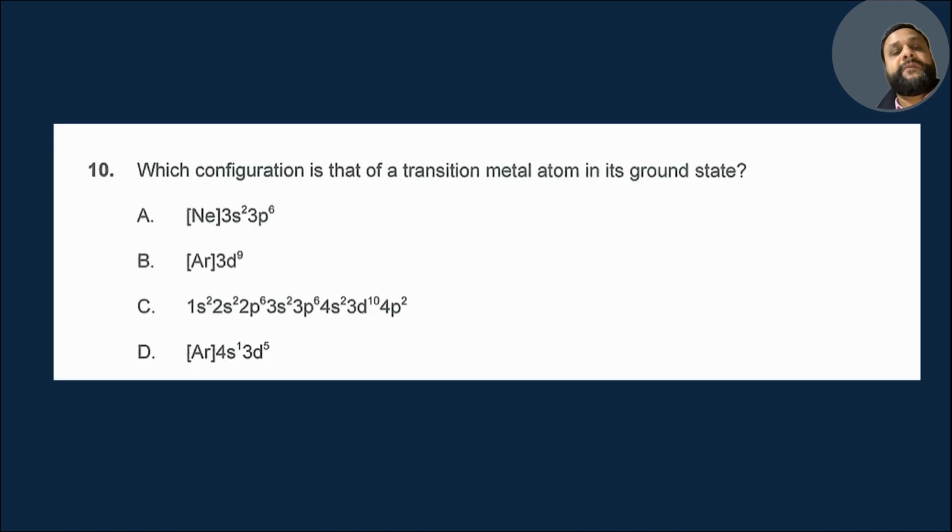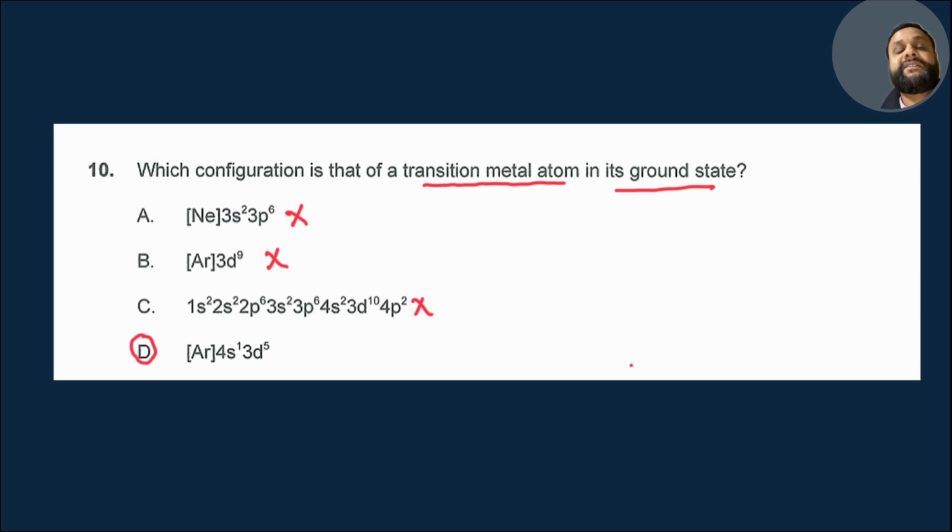Question 10. Which configuration is that of a transition metal atom in its ground state? A, we have neon 3d10 3s2 3p6, 18. So is it argon? No, it is a noble gas. B looks like a transition metal, but it is an ion because 4s is empty. So no, we're looking for a transition metal atom. C, no, it is not a transition metal. It's in the p block somewhere. And that leaves us D as the option.